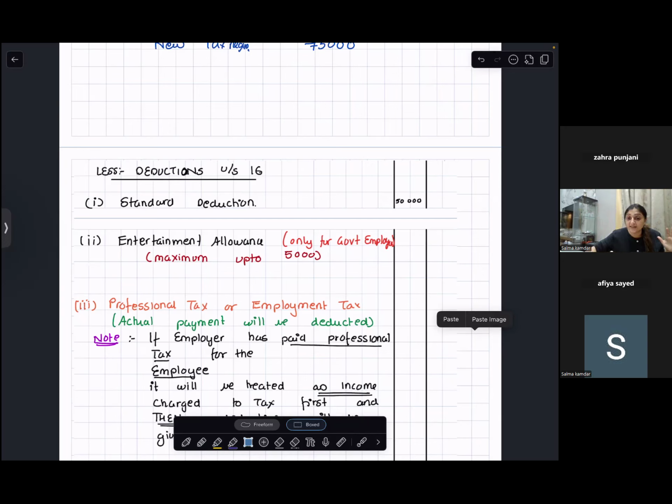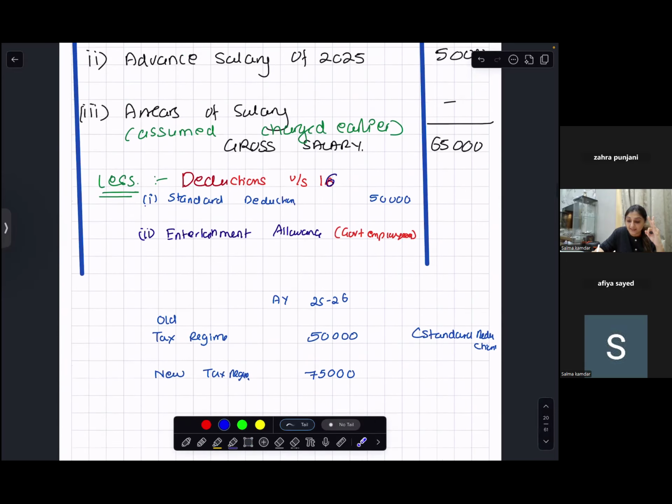Our first deduction under section 16 is what? It is our standard deduction, old regime 50,000, new regime 75,000. Second is entertainment allowance. Deductions under section 16.2. The second one is entertainment allowance. Entertainment allowance is least of three things. What are the least three things?